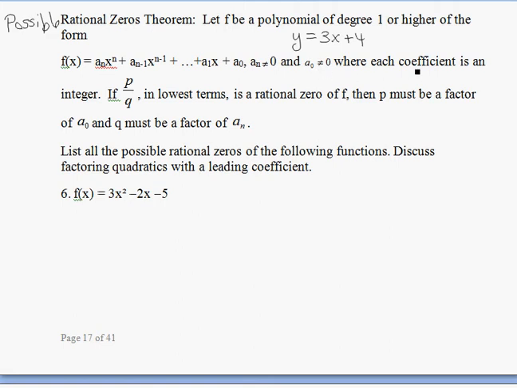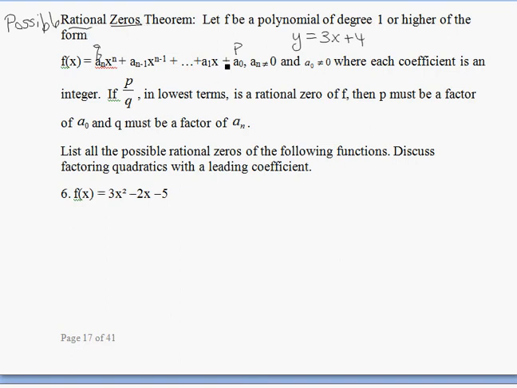And each coefficient is an integer, so all of these values are integers. If p over q is in lowest terms, where p is a factor of a sub 0 and q is a factor of a sub n, and it is a rational zero of f, that means when I evaluate f at p over q, I get 0. So therefore, using the factor theorem, p must be a factor of a sub 0, that's what I already said, and q must be a factor of a sub n.